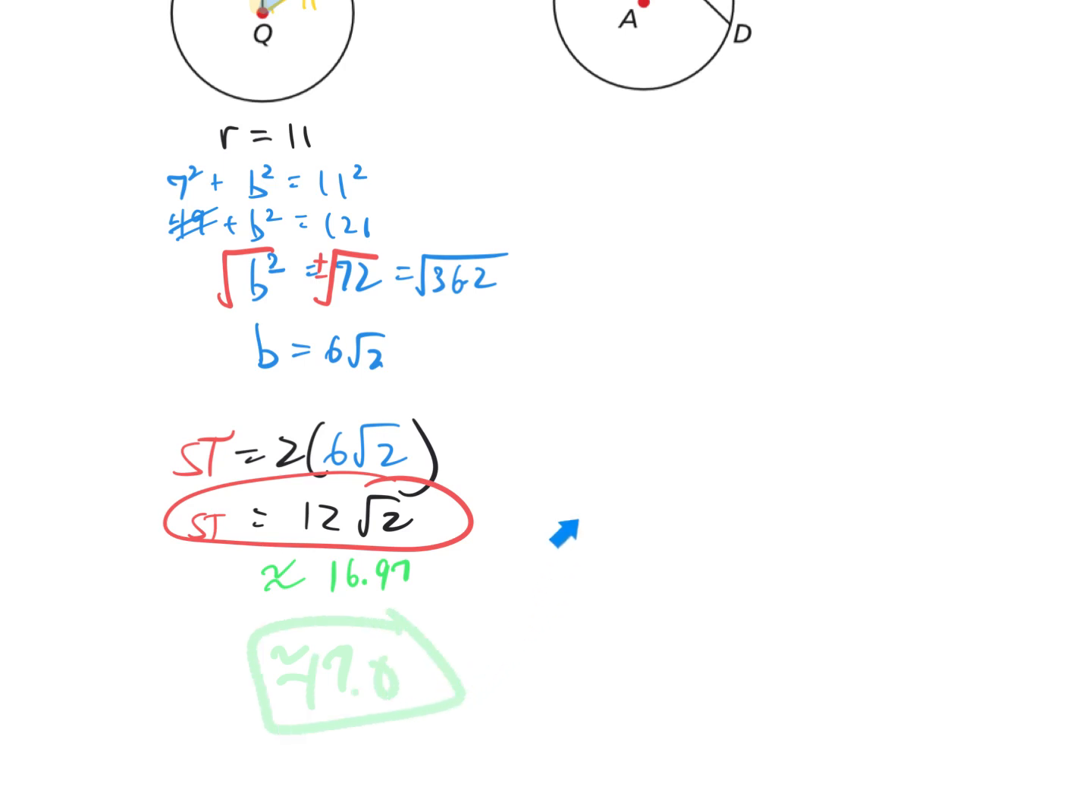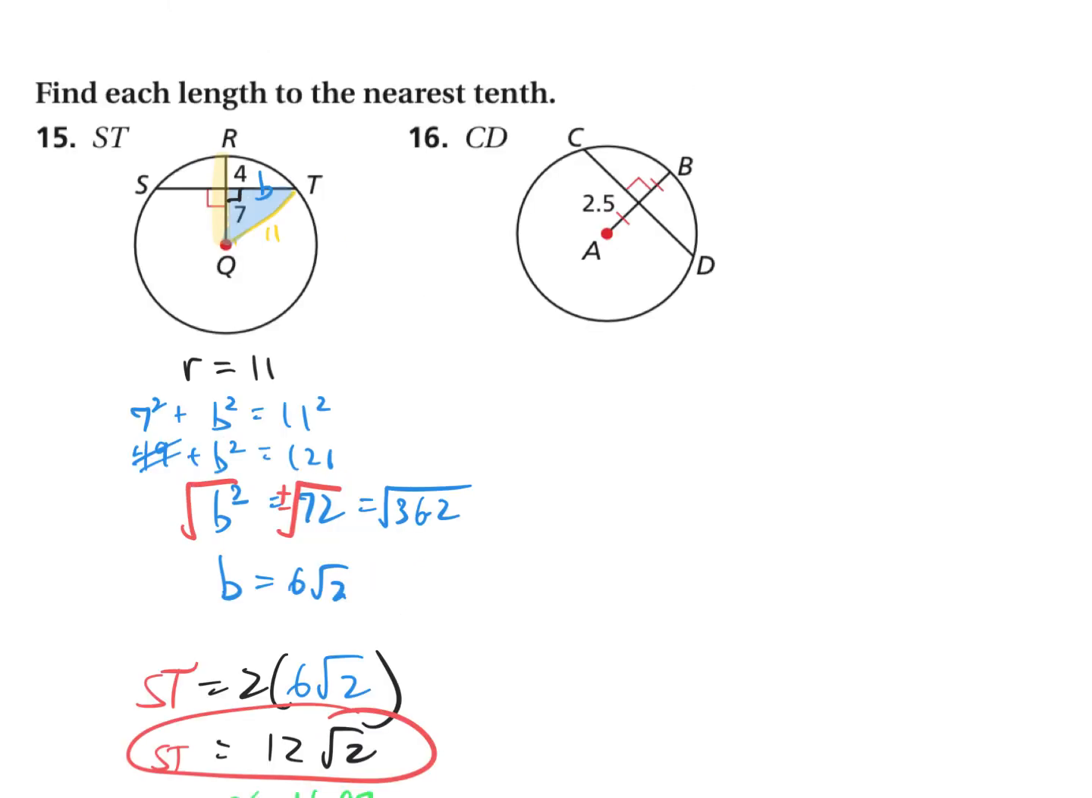Alright, now let's take a look at number 16. It's pretty similar in that we do know the radius. Remember, we started talking about the radius of 11 here. Well, the radius here is 5 because these two segments are congruent. So 2.5 and 2.5, the radius is 5. What do we do next? We'll draw another radius, and the radius we know is 5. And this must be a right angle, so once again, we have ourselves a right triangle.